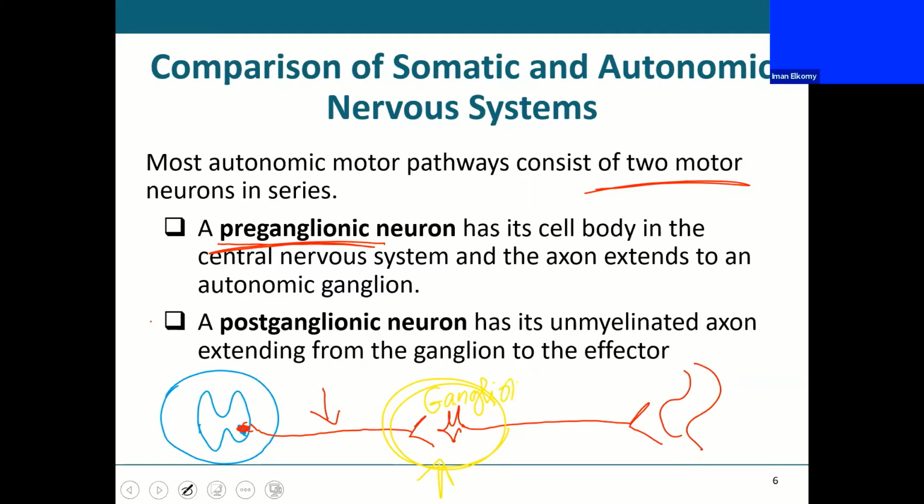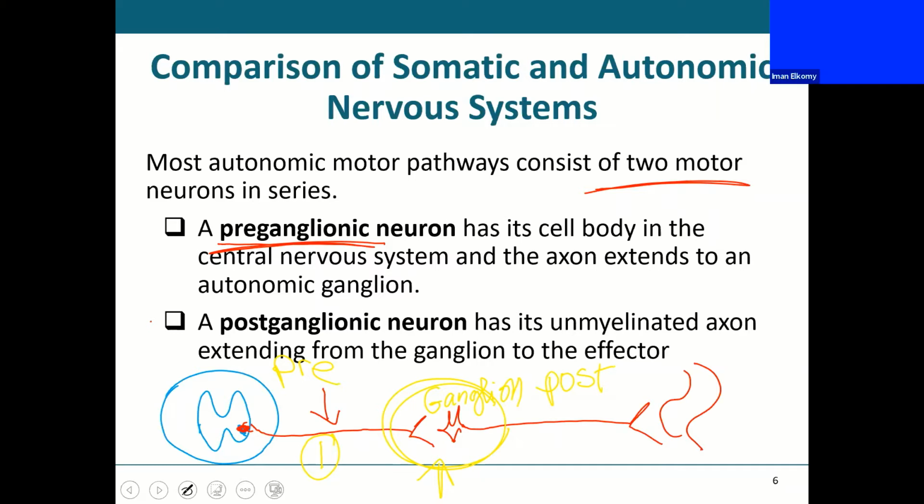That's where the cell bodies of that second neuron is going to be, and that's where the two are going to meet. So, neuron number one, this is number one right here. That is my preganglionic, because it's before the ganglion. Neuron number two is my postganglionic neuron because it's behind the ganglion, okay?